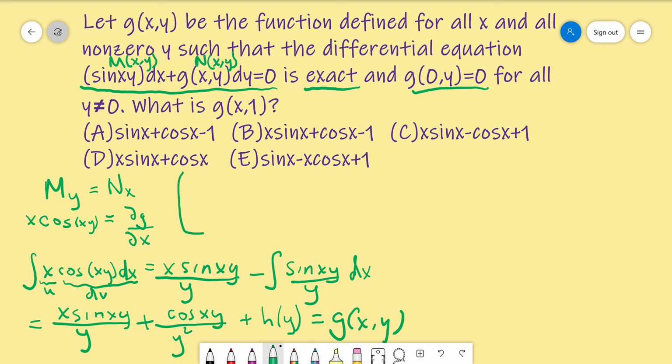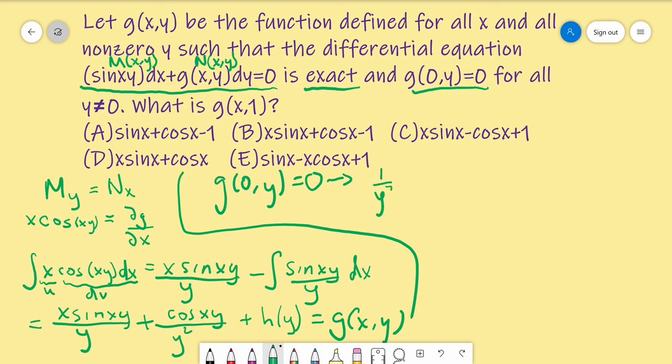Okay, so now we're going to use the fact that g(0,y) is equal to 0. This implies that, let's plug in 0 for x. Well, the first term is going to drop out. And the second term, cos(0), that's just 1. So we're going to have 1 over y squared plus this unknown function of y equals 0. This implies that our unknown function h is actually just negative 1 over y squared. Okay, so now we know what g is.